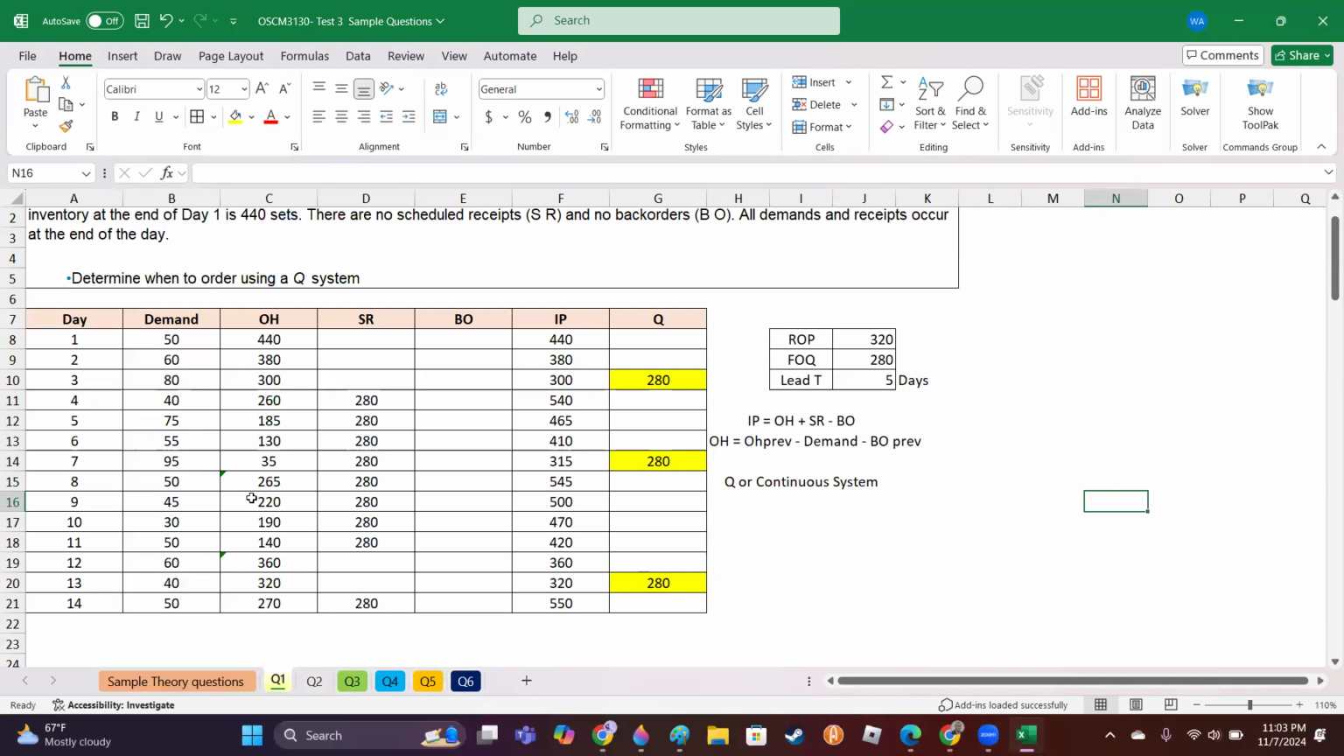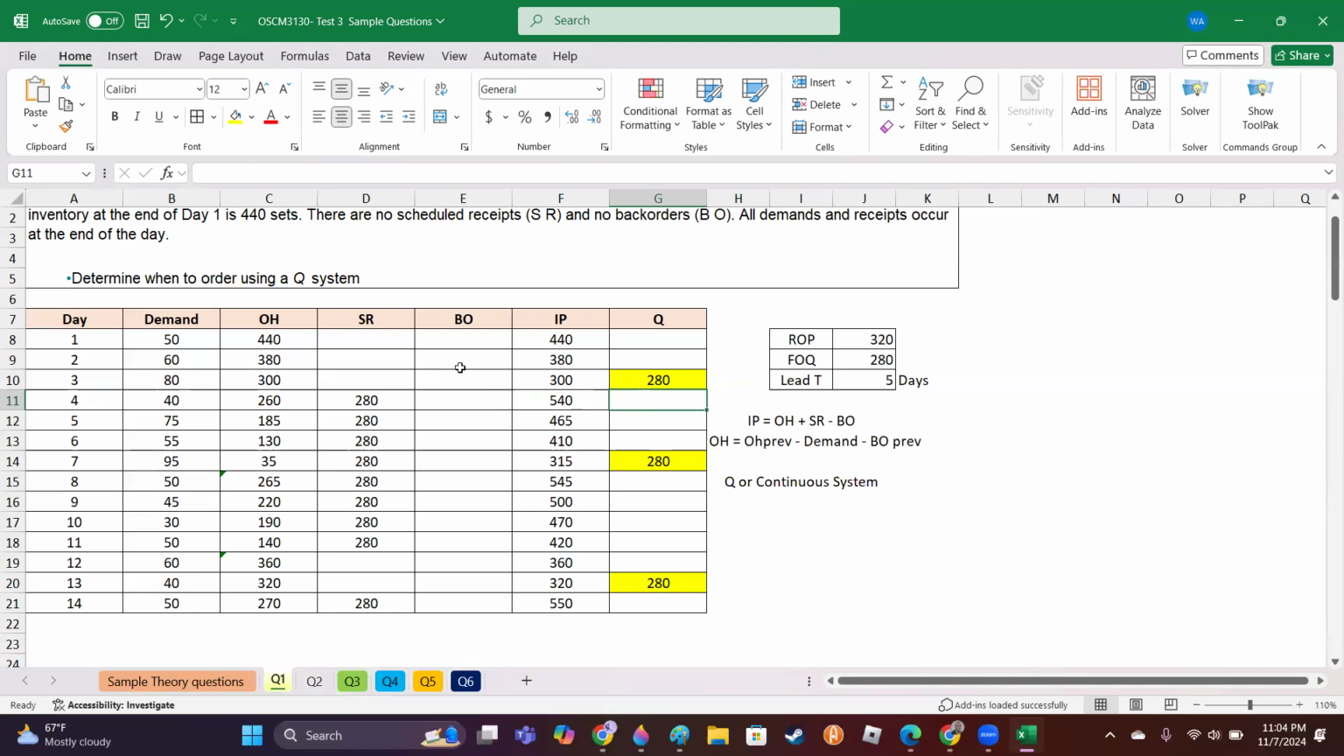All right, let's move on to question 2. And question 2 is a variant of the Q system. With the Q system, keep in mind that we order whenever we drop down to 320. So it could be the very next day after we ordered this. If we had dropped down to 320 here, I would have placed another order here. There's no specific day for placing an order. We just look at what's our reorder point. Do we have enough inventory? If not, we go ahead and place an order.